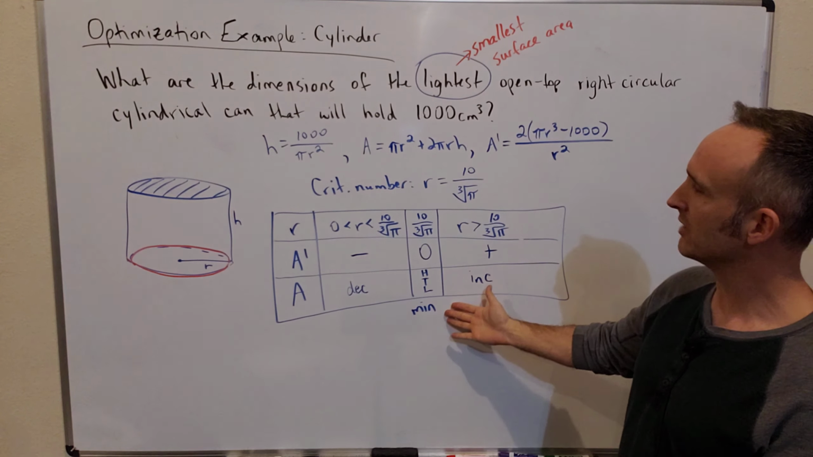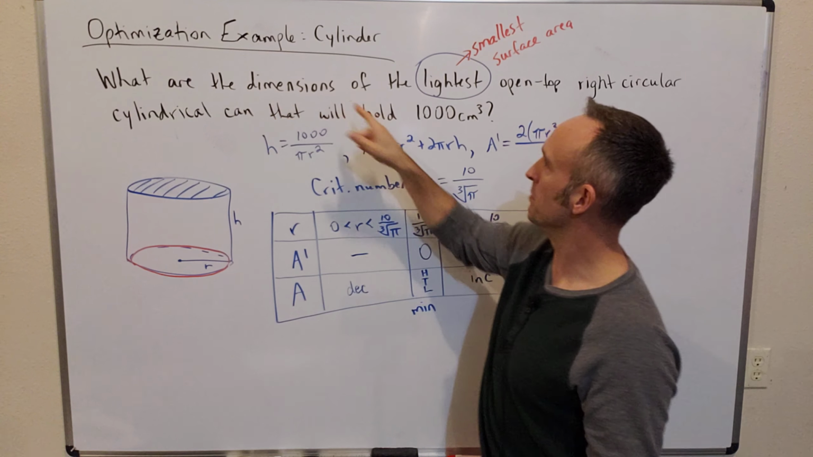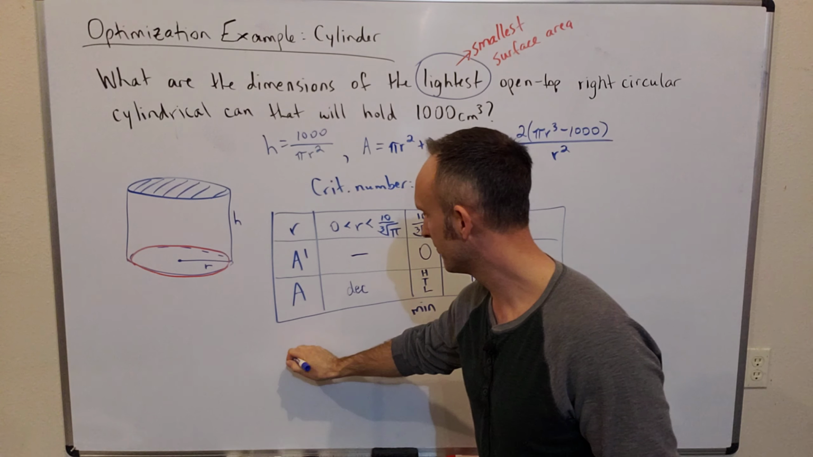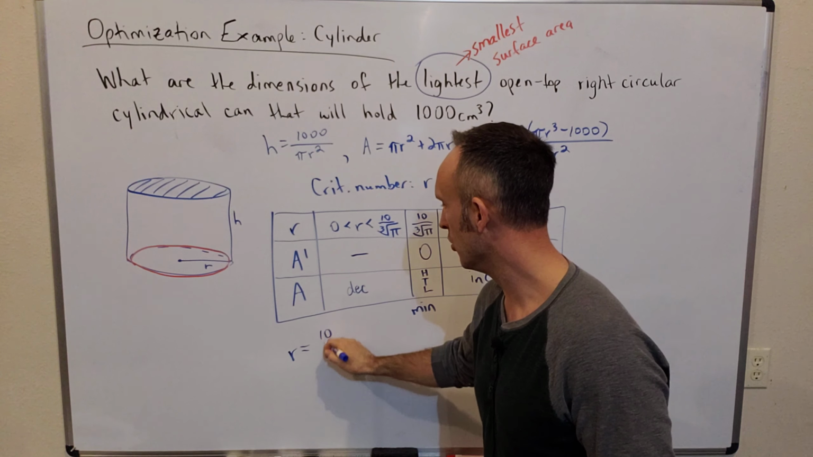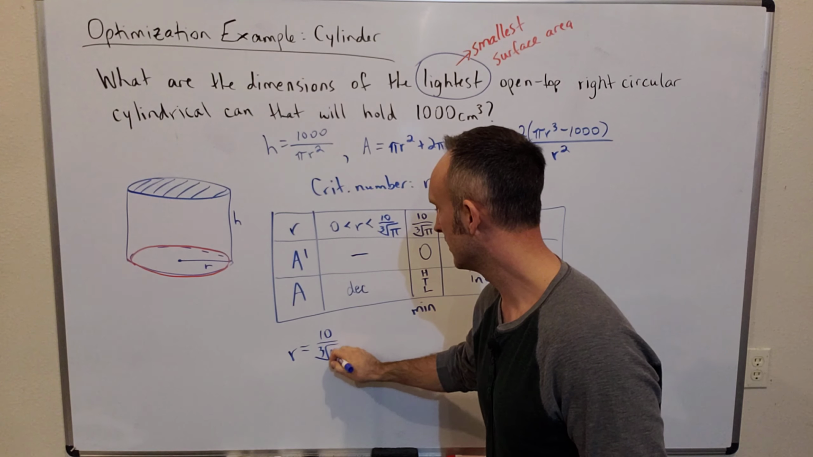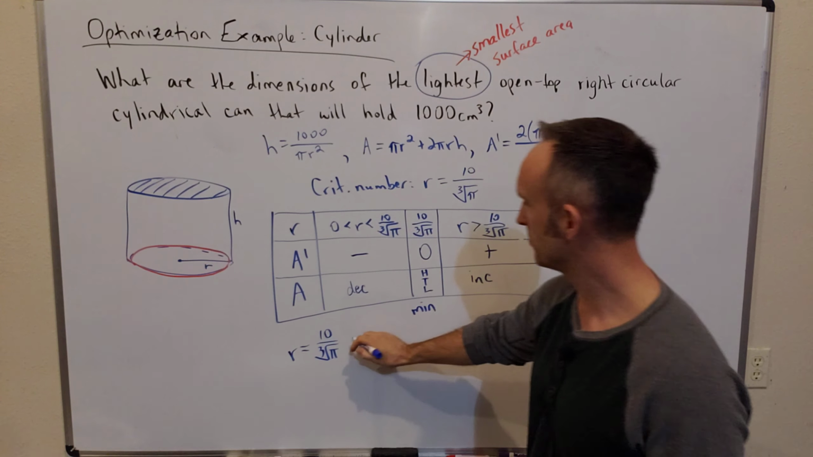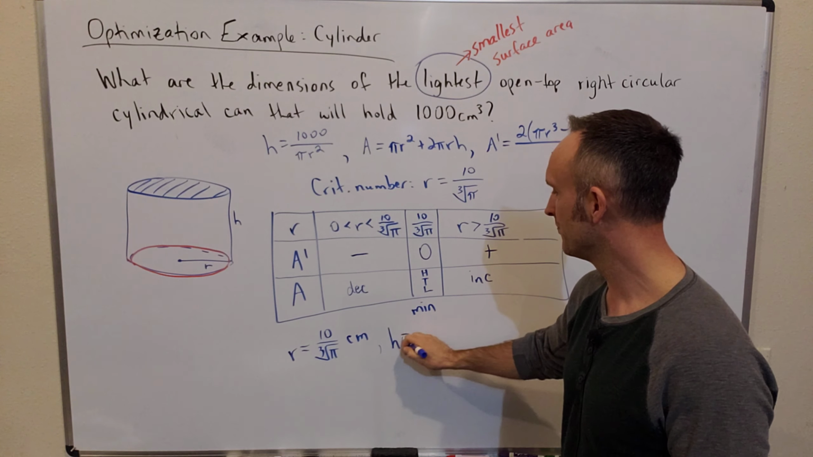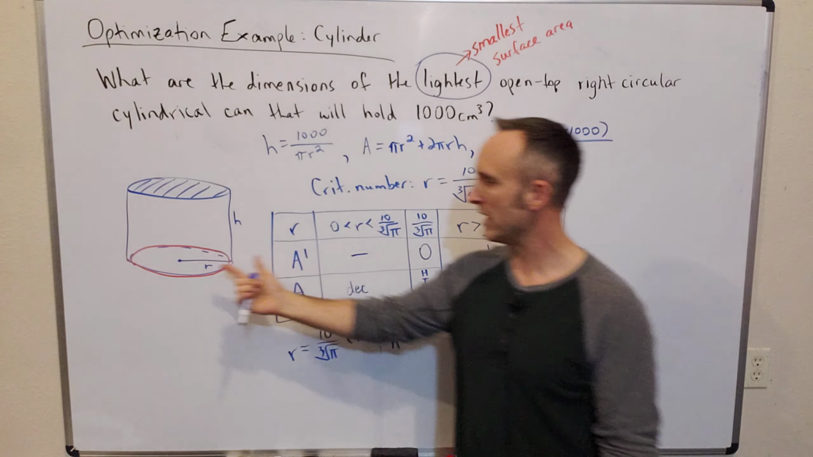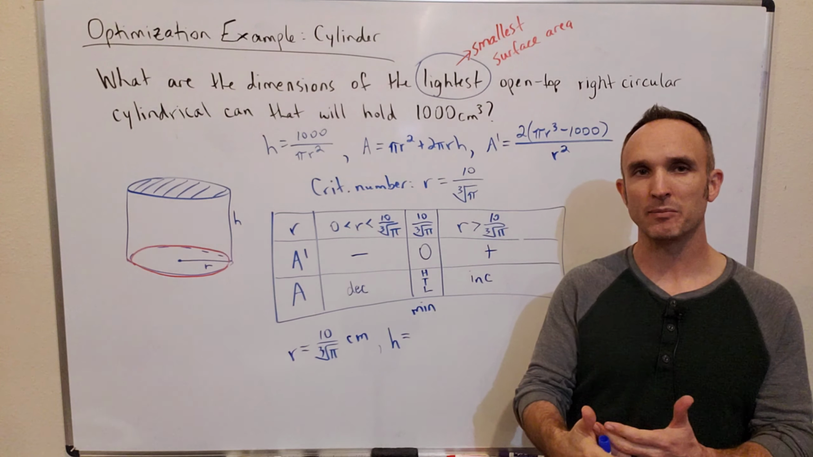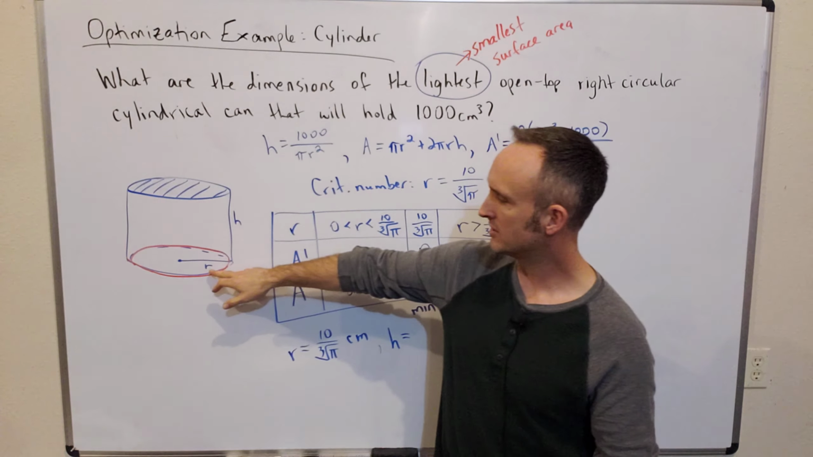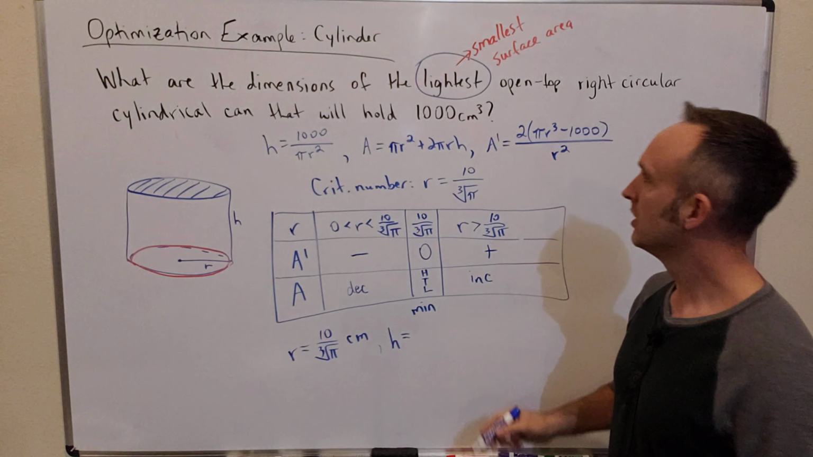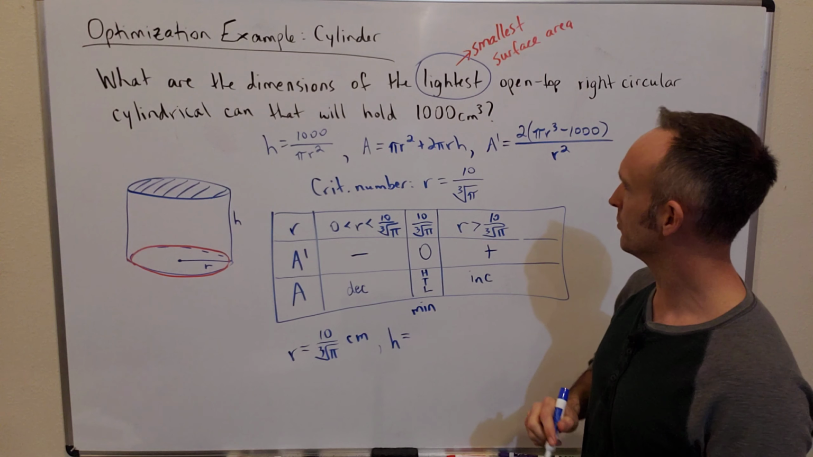So now let's figure out how to answer the question. The question is, what are the dimensions of this can? So we know that r is 10 over the cube root of pi, and that's measured in centimeters. So that's the radius we'd want. And then we need to know h. So the dimensions I'm using are the radius and the height. If it were more specific, it may ask for the diameter and the height. Well, we could simply multiply the radius by 2 to get the diameter. Okay, so simple enough. Since it's not specific, I'll be satisfied to give the radius.